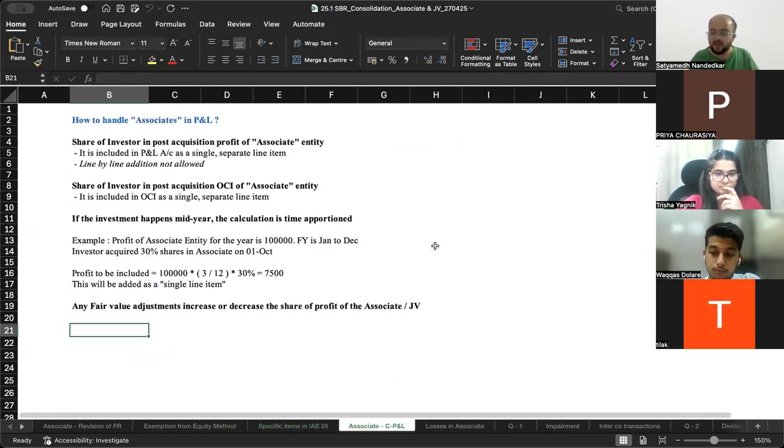In the consolidated P&L, take the associate's profit, the post acquisition profit of the associate basically. In it, calculate the share of the holding company and add one line item. This is not operating profit. Yes, this is an item that is added after operating profit.